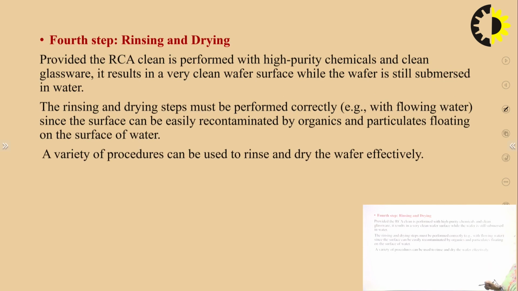The fourth step of this RCA clean method: since we are using certain chemicals in this, our wafer is full of chemicals. So although we have cleaned it, we need to rinse it using water, and then we need to dry it so that it can be further utilized. If it is left as it is, then again there is a chance that contamination will happen, and impurities will get added to it. So we have to add these rinsing and drying steps while using these cleaning methods. That is very important.